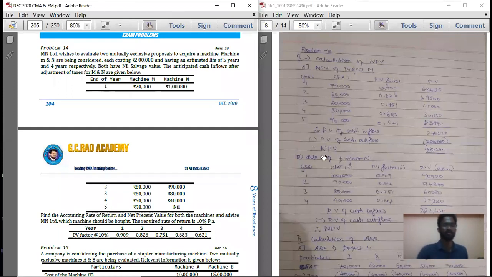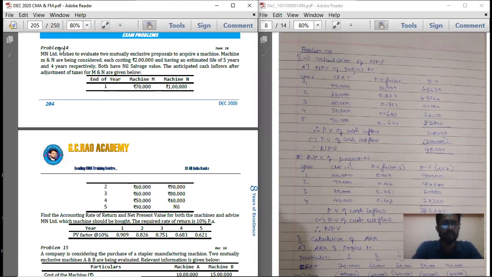We'll continue with this. We are discussing average rate of return, that is accounting rate of return. The formula for accounting rate of return is average PAT divided by investment into 100. Average PAT can be calculated by adding all the PATs and dividing by the number of years. PAT can be calculated here by deducting depreciation from the CFAT.